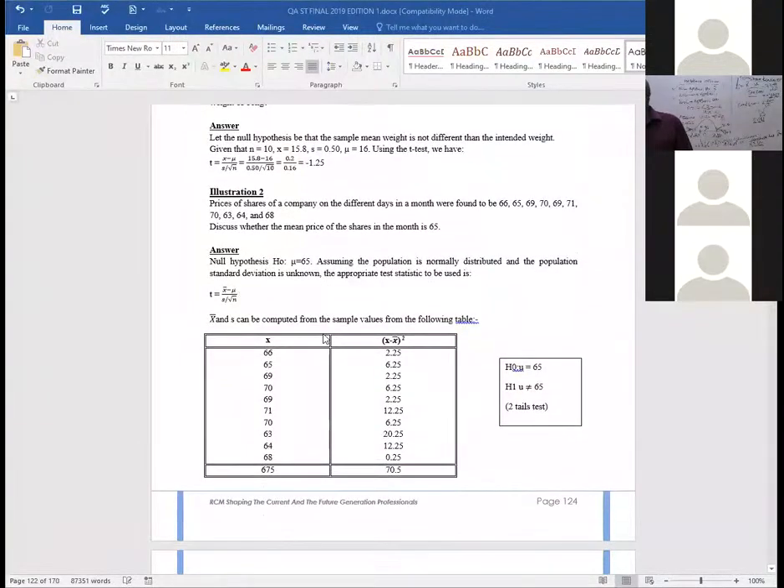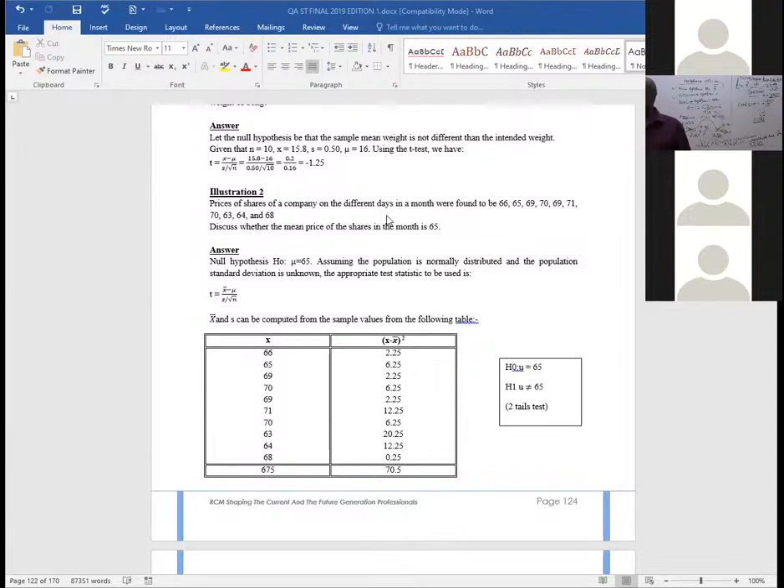Now, we go to number two. Number two is very serious. This has been tested in your exam severally. They're saying here, prices of shares of a company on different days in a month were found to be, they are given there. Discuss whether the mean price of the shares in the month is 65.